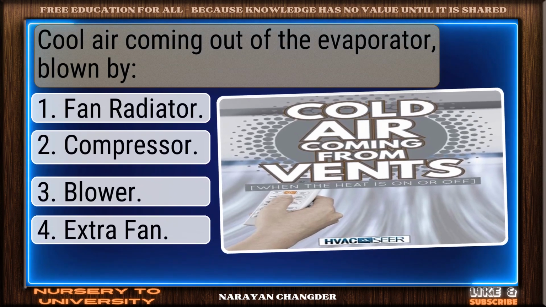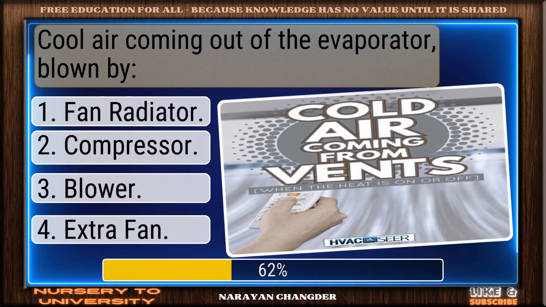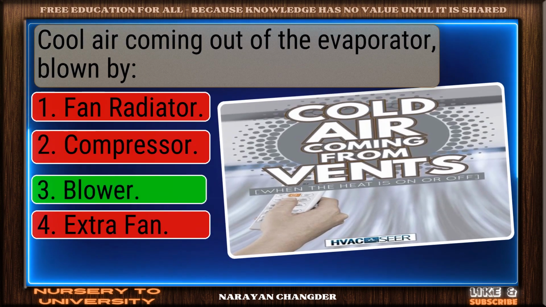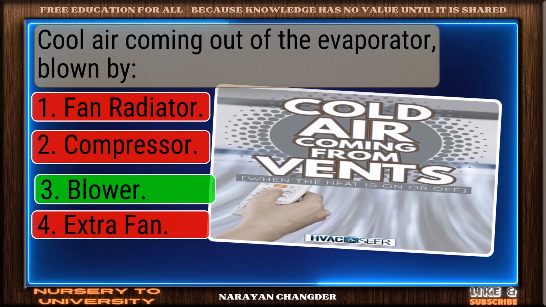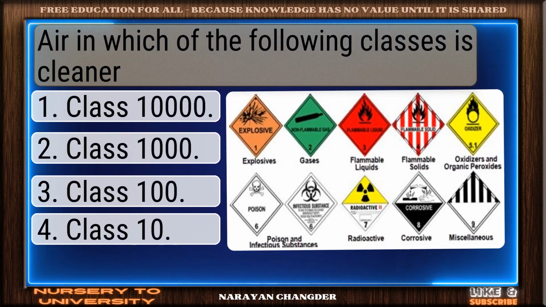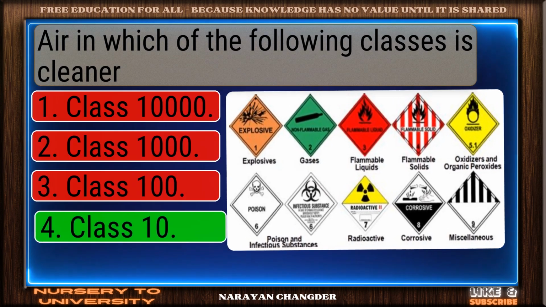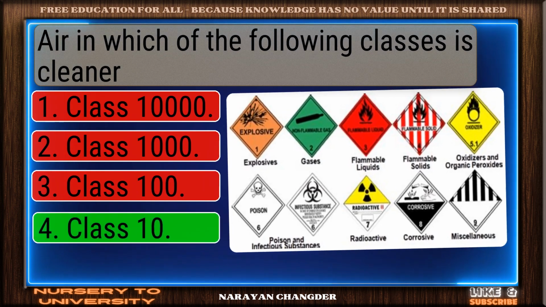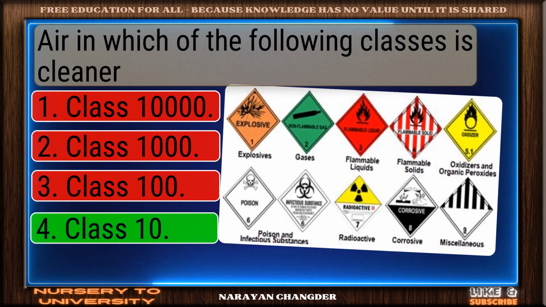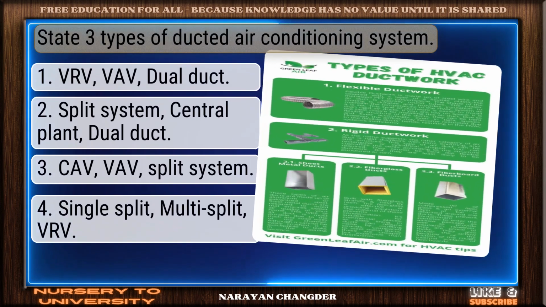Cool air coming out of the evaporator, blown by. Nice selection. Blower is the correct and valid answer. Air in which of the following classes is cleaner? Exactly. Class 10 makes sense and it is the right choice. State 3 types of ducted air conditioning system.